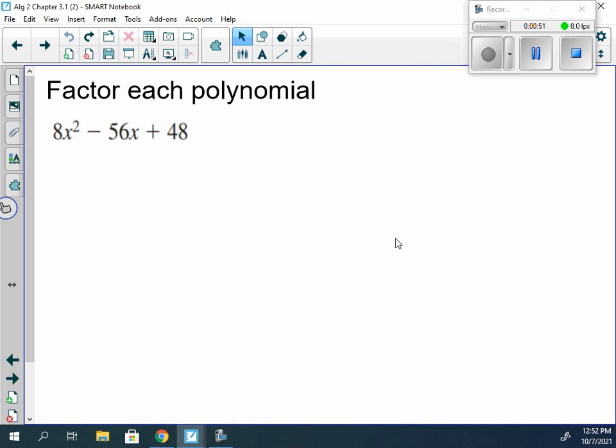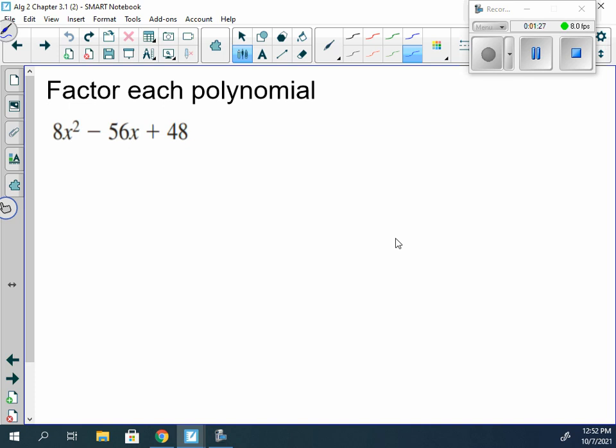All right, guys. What we're looking at today is more factoring. Now, most likely, guys, we will look at maybe one of the first few and then move on to the next type, the new type. There's only one new setup that we're really going to be looking at today. Now, we can look at this one here first. 8x squared minus 56x plus 48.